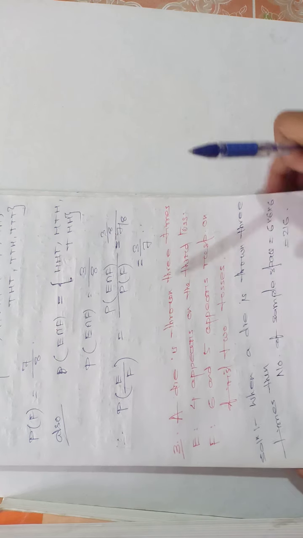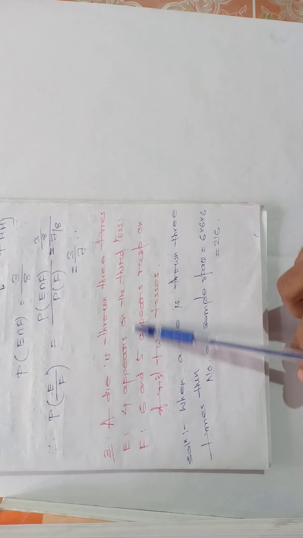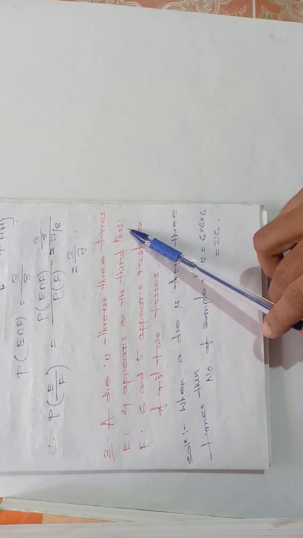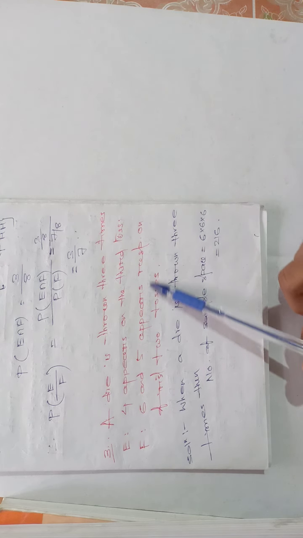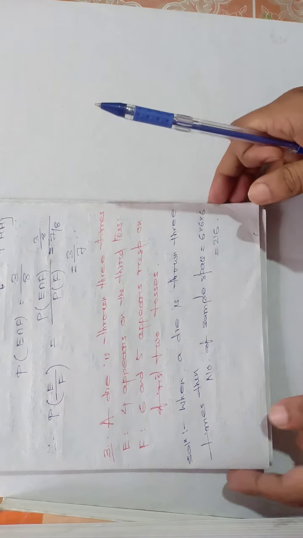Next question is, a die is thrown 3 times, right? The sample space will be the outcomes obtained when a die is thrown 3 times. The question is, E is the event that 4 appears on the third toss, and F is the event that 6 and 5 appear on the first 2 tosses, right? Now when the die is thrown 3 times, the number of outcomes will be 6 into 6 into 6, which is 216.